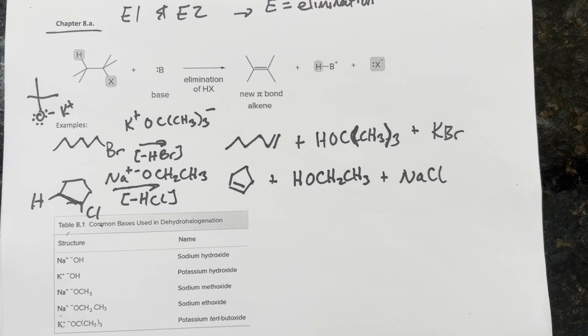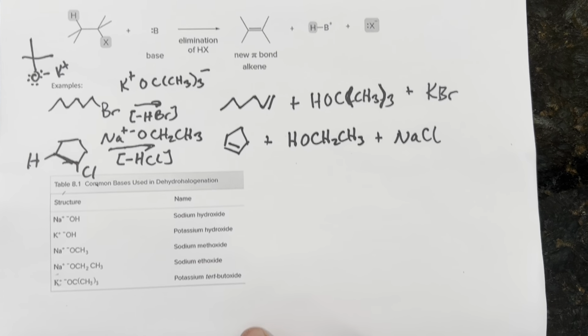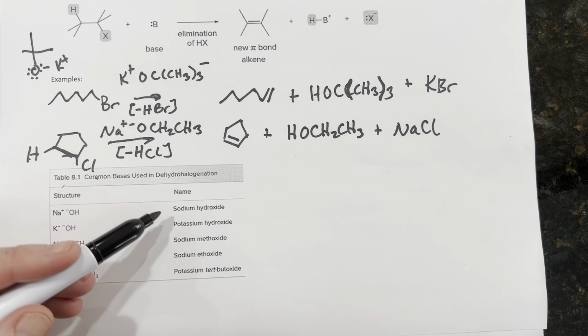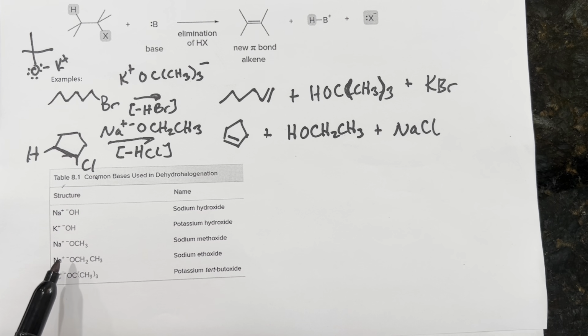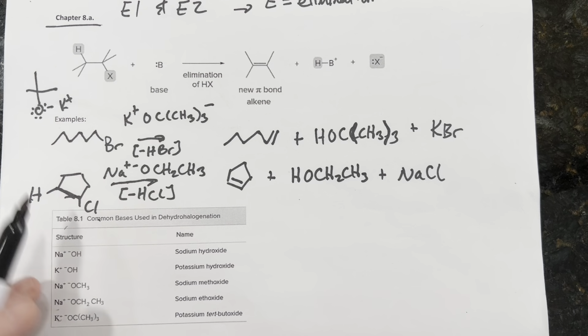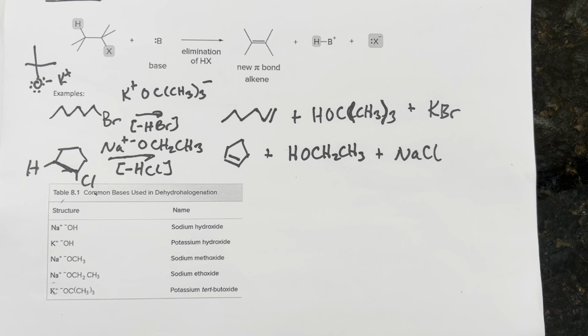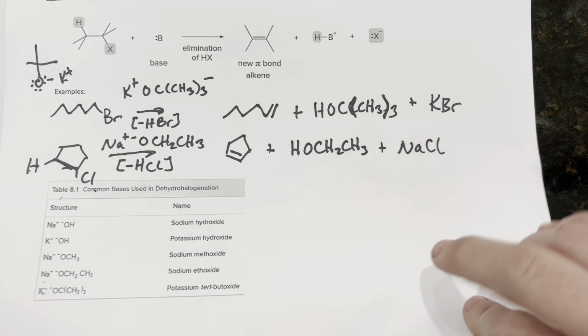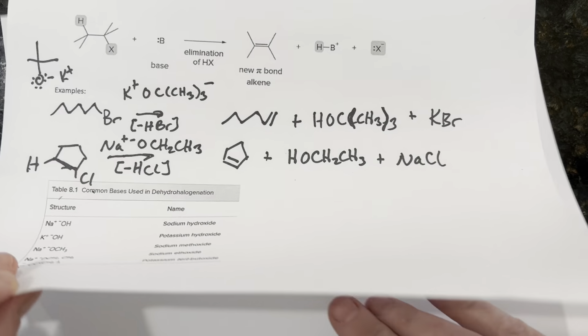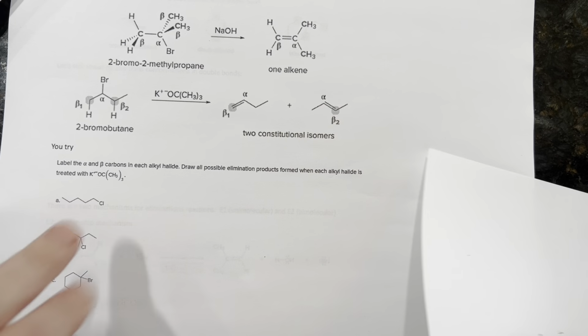Okay, just to get used to some common bases: sodium hydroxide, potassium hydroxide, sodium methoxide. So it's a methoxide if it's got just one carbon, right? You can imagine it's an ethoxide if it has two carbons. And there we have the tert-butoxide, which would be this thing right there. Okay, so those are just going to be some common bases that will help indicate if it's going to be an E1 or E2 reaction.